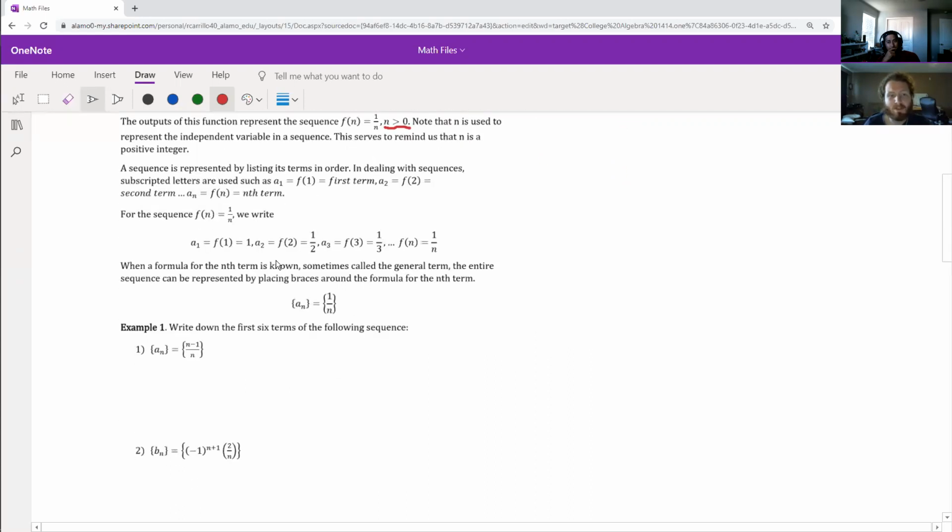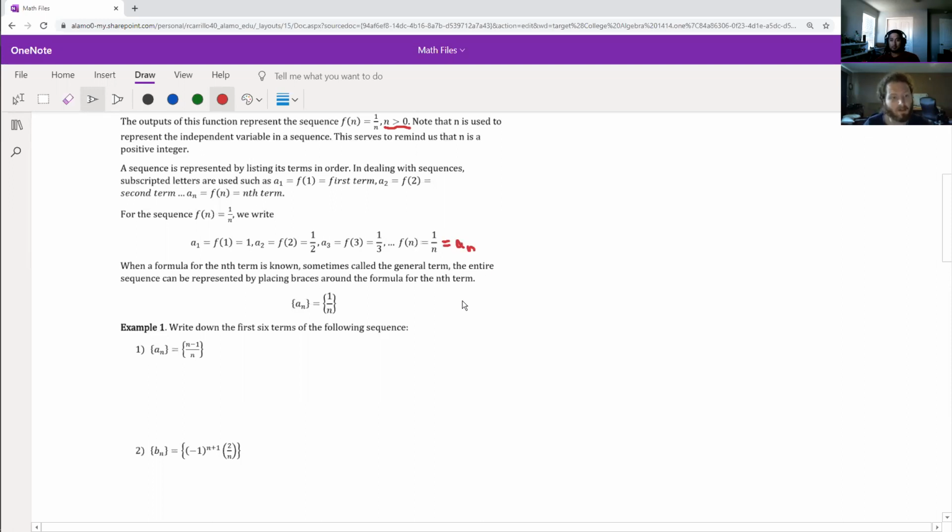A sequence is represented by listing its terms in order. In dealing with sequences, subscripted letters are used, such as a sub 1, which would be equal to f of 1, which is the first term, a sub 2, which is equal to f of 2, the second term, and so on out to a sub n, which is f of n, or the nth term. For the sequence f of n is equal to 1 over n, we write a sub 1 equals f of 1 equals 1, a sub 2 equals f of 2 equals 1 half, a sub 3 equals f of 3 equals 1 third, and a sub n equals 1 over n.